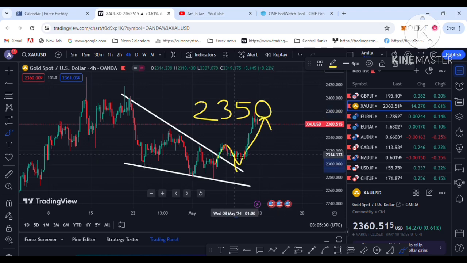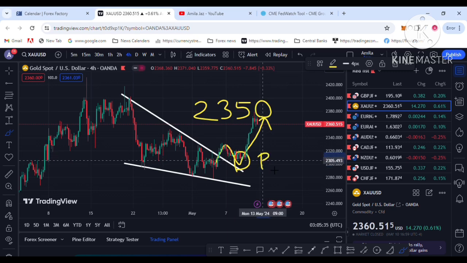So this is the buy opportunity in the retest area. We have already made a buy last week. So that is the gold analysis.